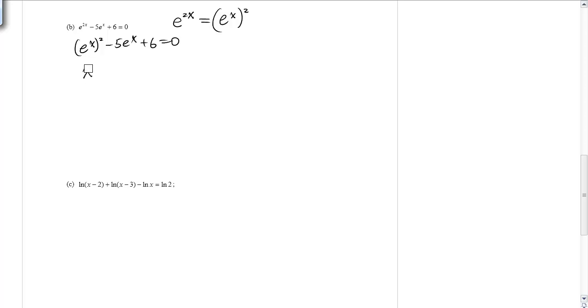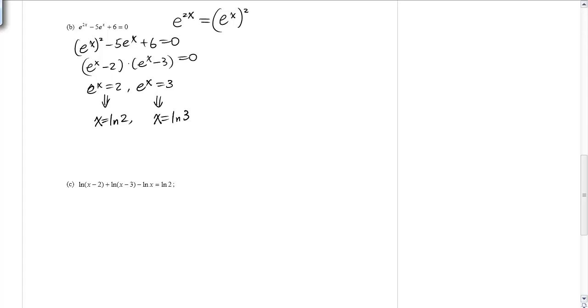Therefore, we have e to the x power minus 2, multiplied by e to the x power minus 3, equals 0. From here, we can solve for e to the x power equals 2, or e to the x power equals 3. However, don't forget, your task is to find x, not e^x. Therefore, from here you can solve for x equals ln 2. And from here you can also solve for x, so x equals ln 3.